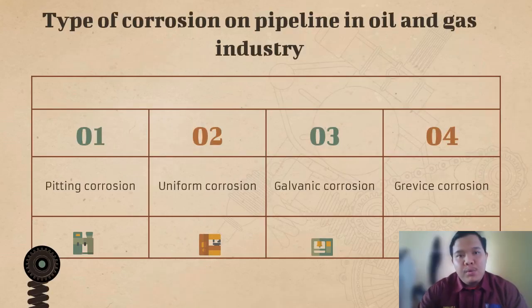Okay, next I will explain the types of corrosion on pipelines in the oil and gas industry, which are: number one, pitting corrosion; number two, uniform corrosion; and then galvanic corrosion and reverse corrosion.